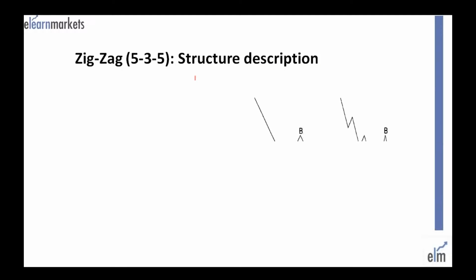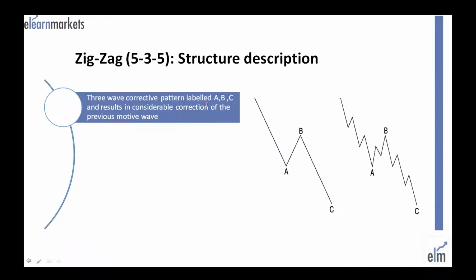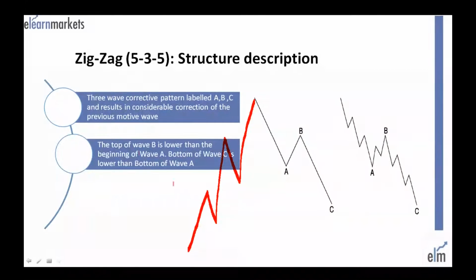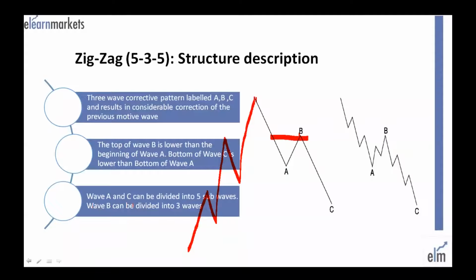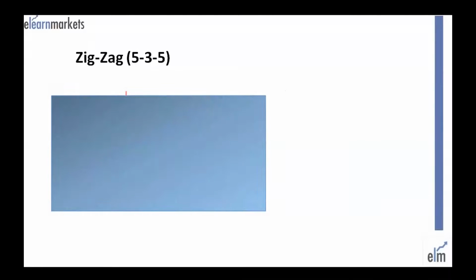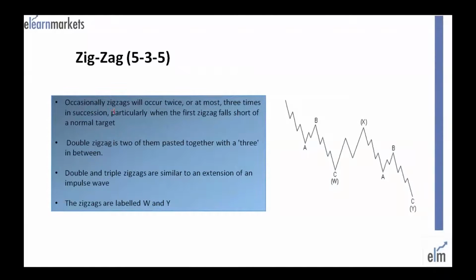Going into more detail about zigzag, it is a 3 wave corrective pattern labeled ABC and results in considerable correction of the previous motive wave. So here was the motive wave 1, 2, 3, 4, 5, and it results in a considerable correction of this motive wave. The top of wave B is lower than the beginning of wave A. This is a compulsory criterion that the top of wave B should be lower than the top of wave A. Wave A and C can be divided into 5 subwaves, and wave B can be divided into 3 subwaves. Occasionally, zigzags will occur twice or at most 3 times in succession.